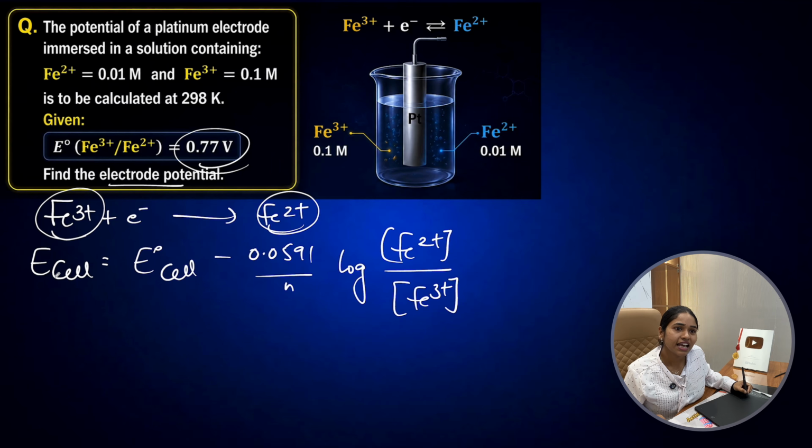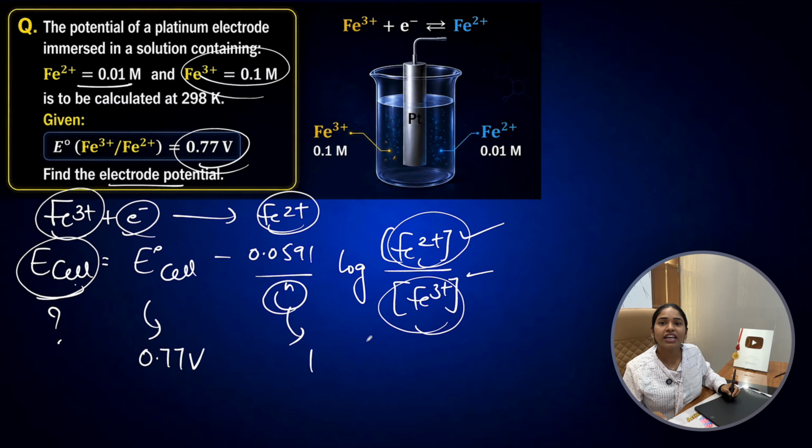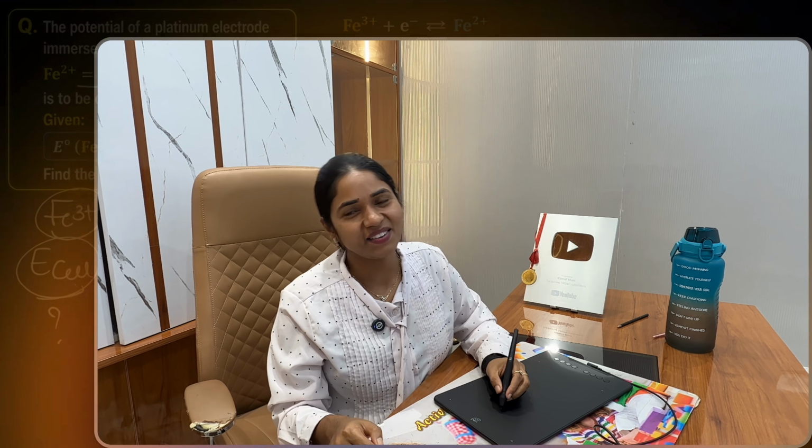Will you try this? E cell is what you need to calculate. E naught cell is given in the question, 0.77 volt. Number of electrons transferred is 1. Okay, the Fe2+ concentration is given in the question, the Fe3+ concentration is also given in the question. Do it and let me know your answer in the comment section.